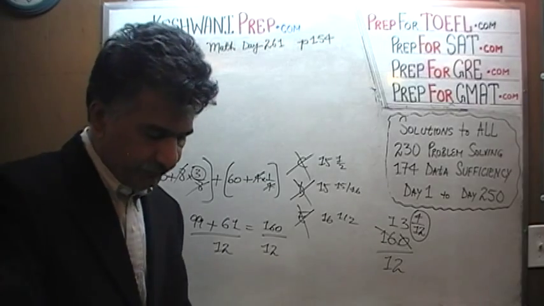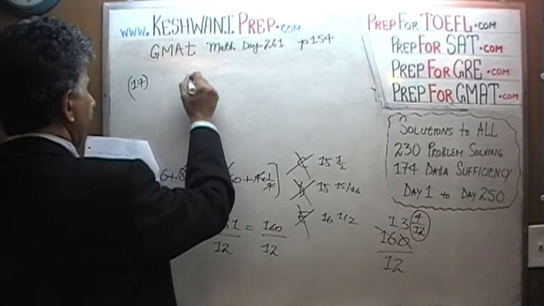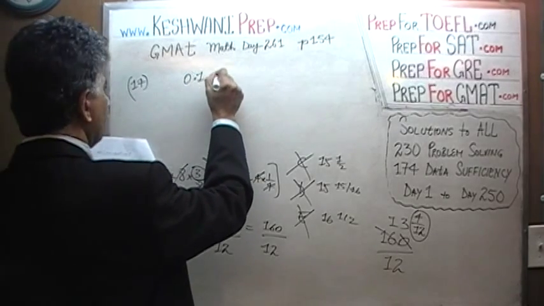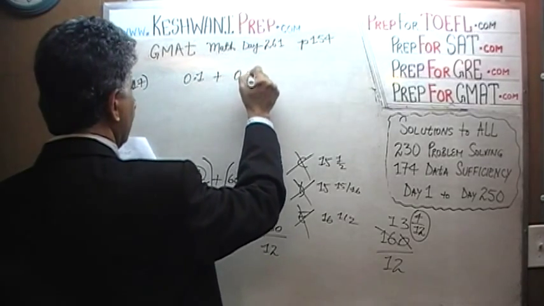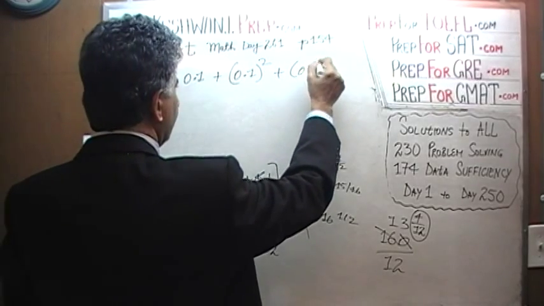Number 17. In number 17, we are simply asked to add these numbers: 1.1 times 0.1 squared plus 0.1 cubed.